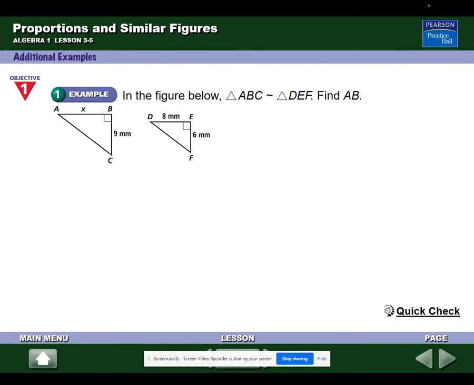Algebra 1, Section 3.5, proportions and similar figures. Quick definition of similar figures would be, in layman's terms, they would be same shape, different size. One of them's bigger than the other, but they're the exact same shape. Proportionally, they are. They are proportional to each other.